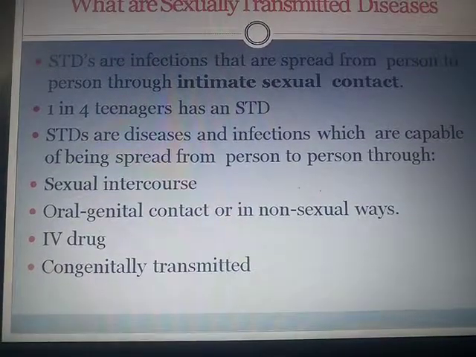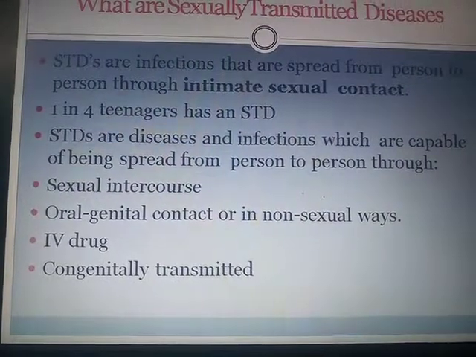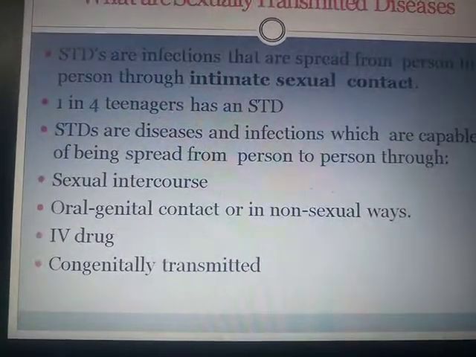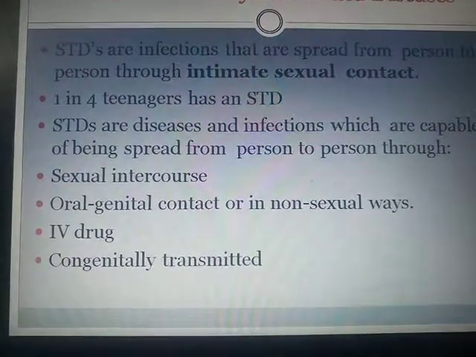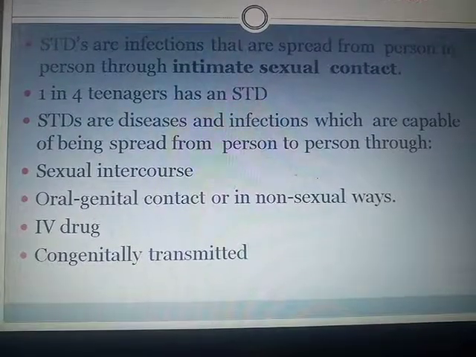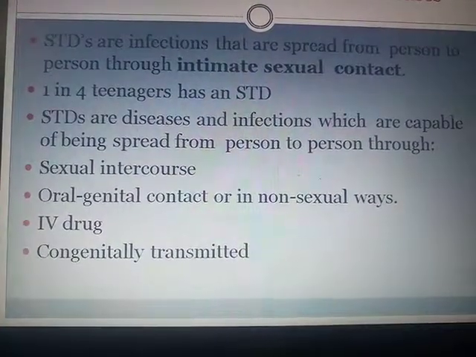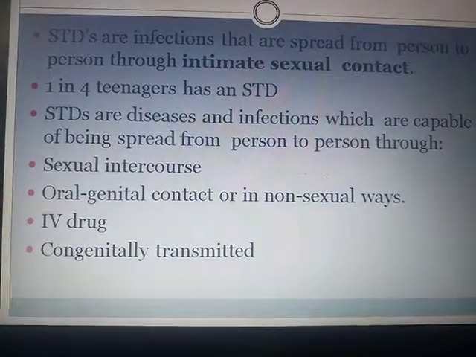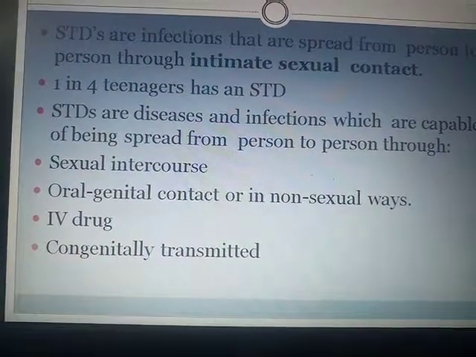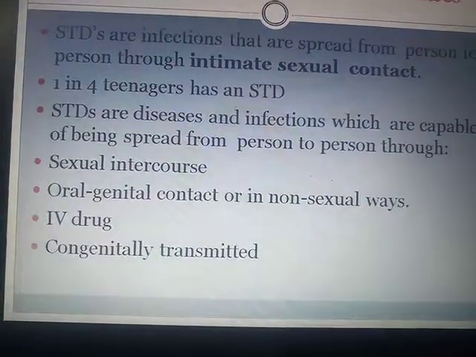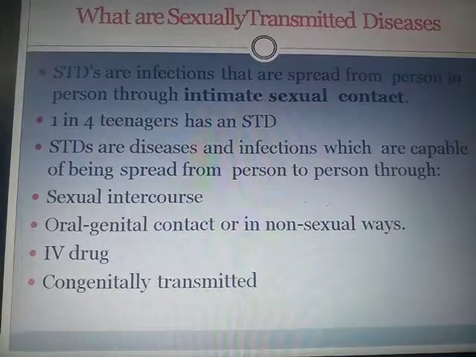One in 4 teenagers has an STD, sexually transmitted disease. One in 4 teenagers means the incidence rate is very high. Prevalence rate is also very high. STDs are diseases and infections capable of being spread from person to person through sexual intercourse, orogenital contact, or in non-sexual ways also. They are also spread through intravenous drug administration, or may get transmitted congenitally, or we can say transplacentally.